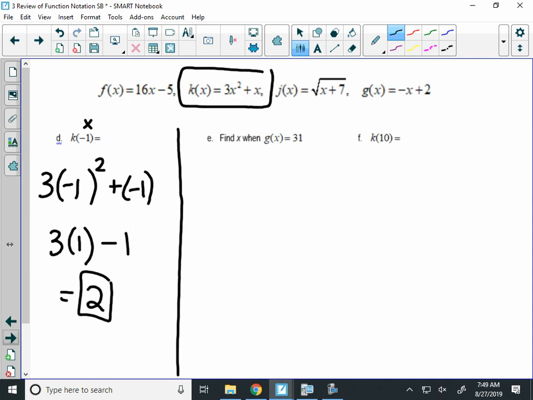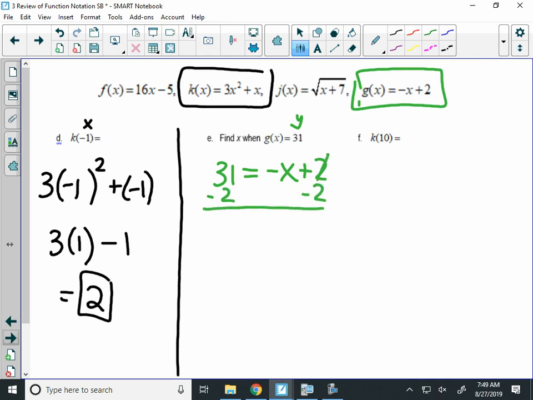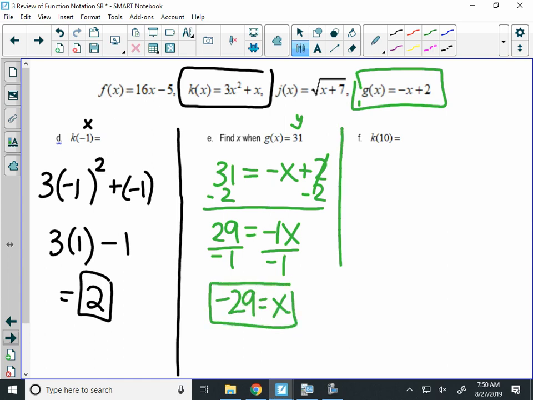All right, E. Find x when g of x equals 31. So g of x is down here, and 31 is set equal to the equation. It's not in the parentheses, so it's a y value. So I'm going to set 31 equal to the original function, and then solve for x. I'll start by subtracting, and then notice there's a negative 1 hidden there in front of the x. So I have to divide by negative 1, and I'll get 29 is equal to my input value that I was looking for.